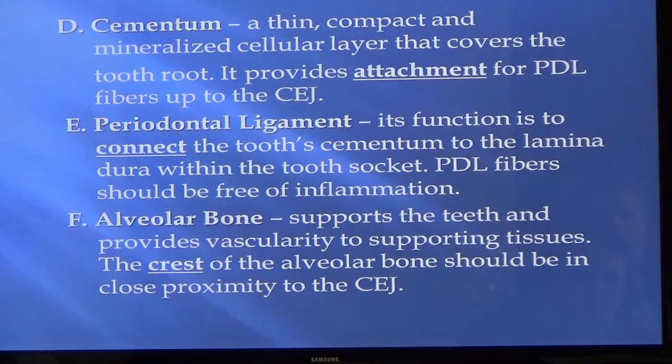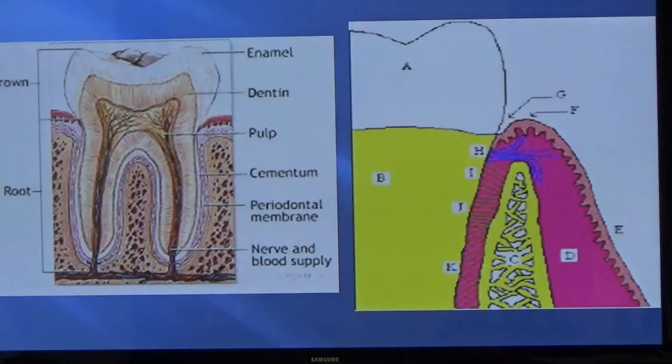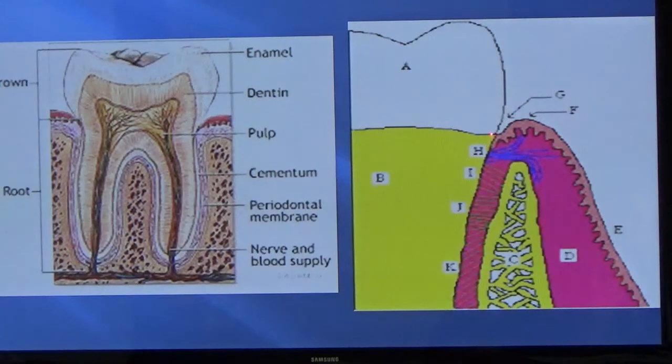So CEJ is the cemento-enamel junction, where the cementum and the enamel join. Where the enamel stops, that's what we call the CEJ, and the bone should be about 2 millimeters from that CEJ, ideally. So here's the CEJ right here, and here's the bone. You want it pretty close to that area. As gum disease progresses, this bone is going to go down. Here's the CEJ right here. Bone is going to go down. You've got all those fibers going every which way that help support the tissue.